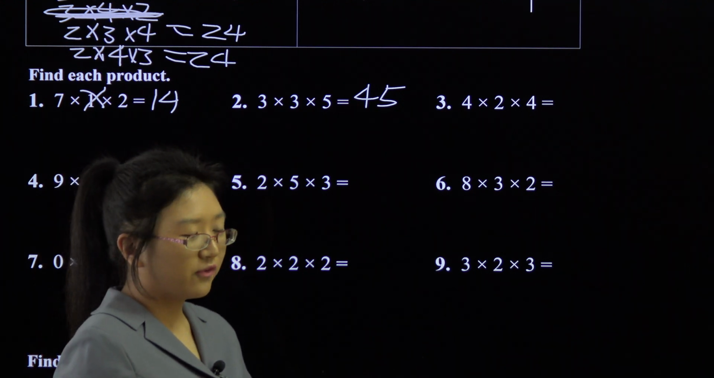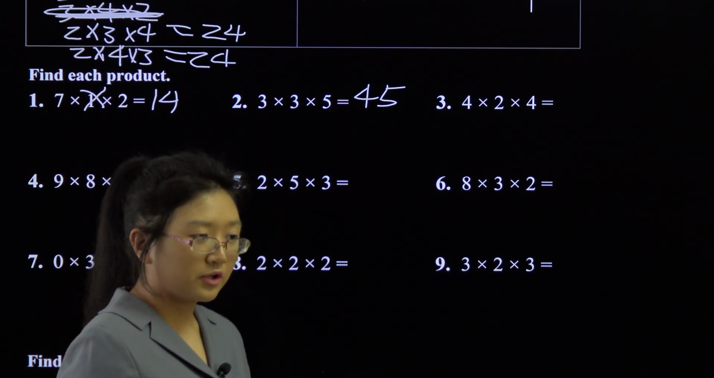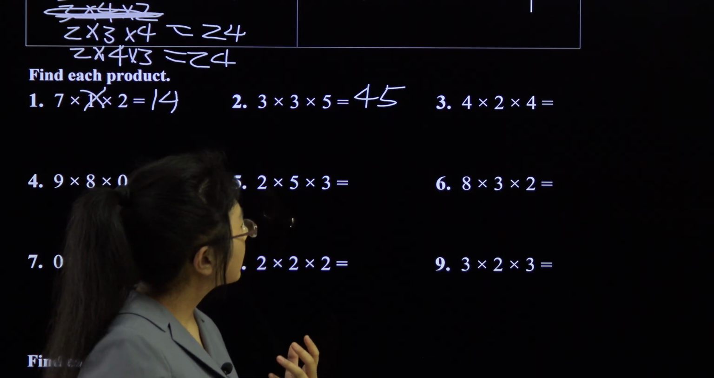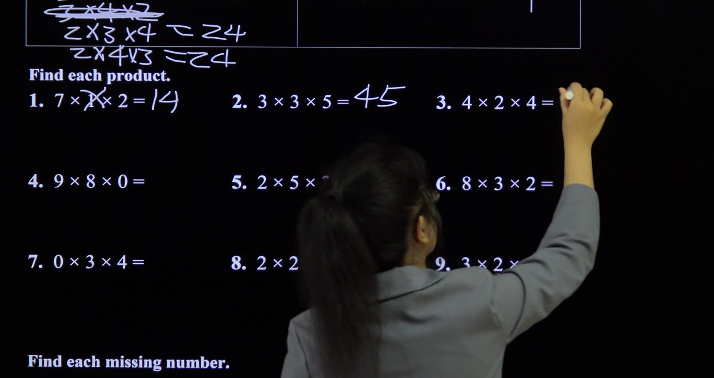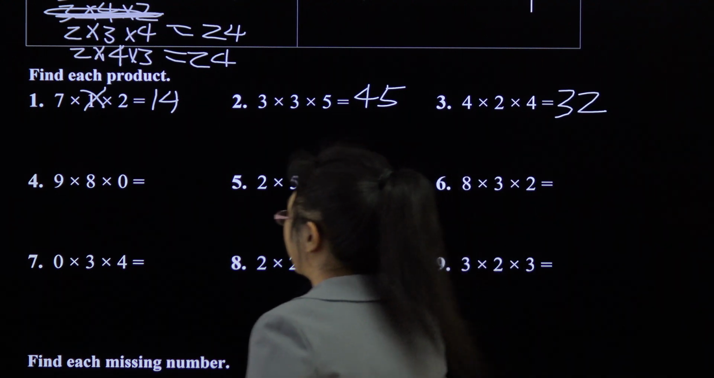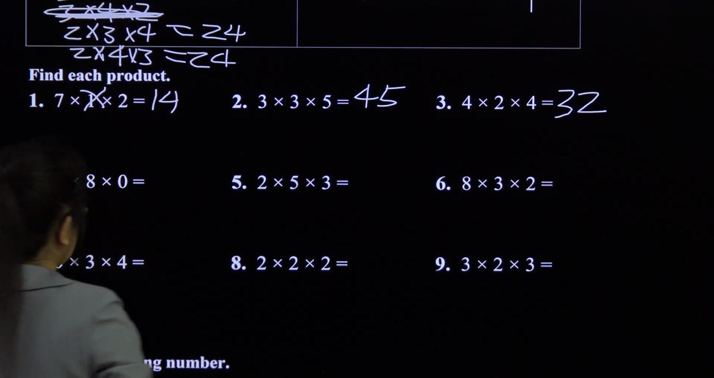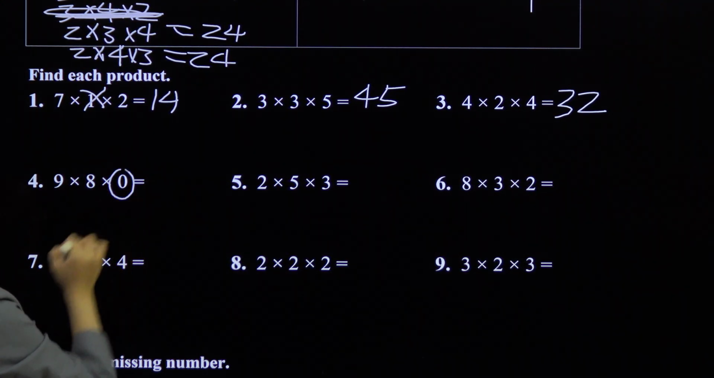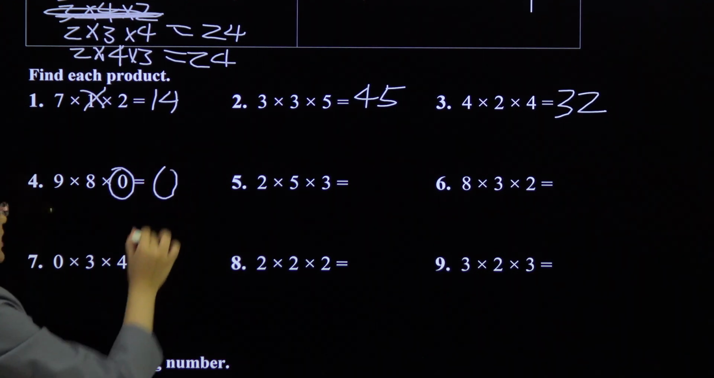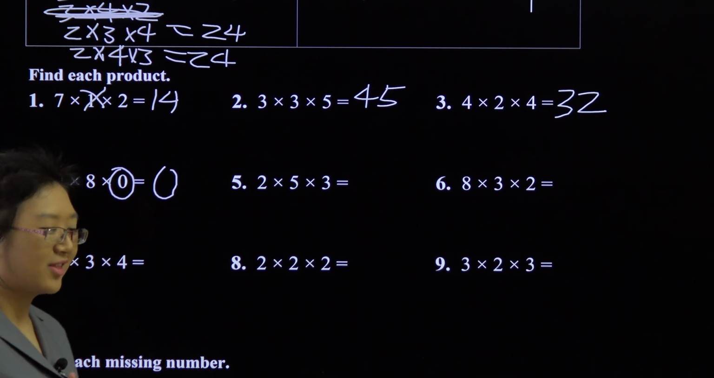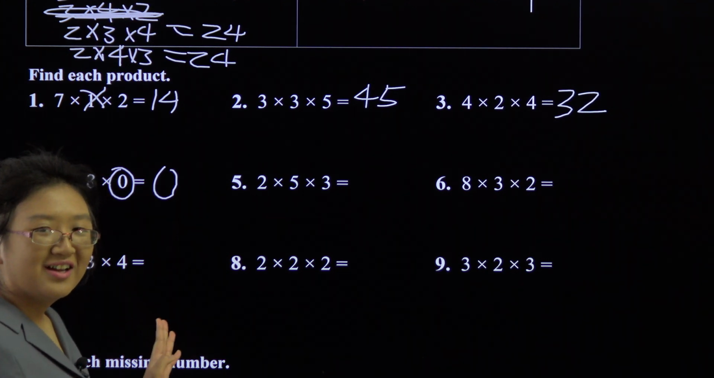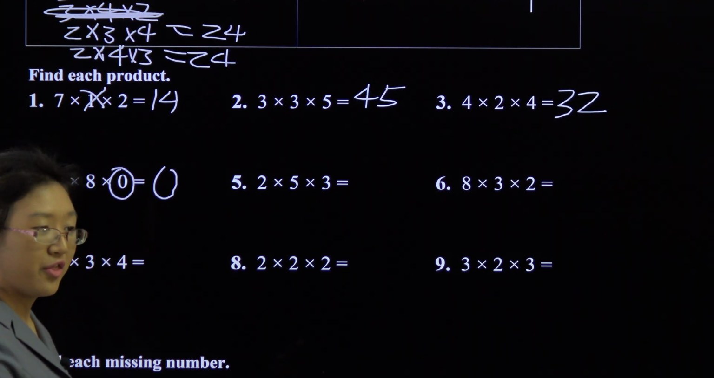4 times 2 times 4. 4 times 2 is 8. And then 8 times 4 is 32. Here, you see that there's a 0. If there's a 0, the entire thing becomes 0. If there's 1 0 in a long chain of multiplication, it's just 0. You don't need to bother.